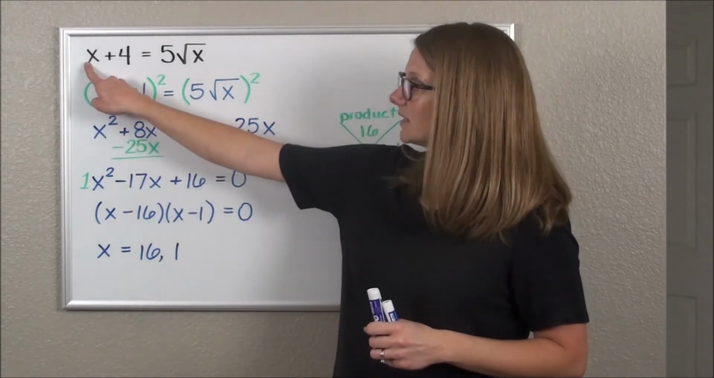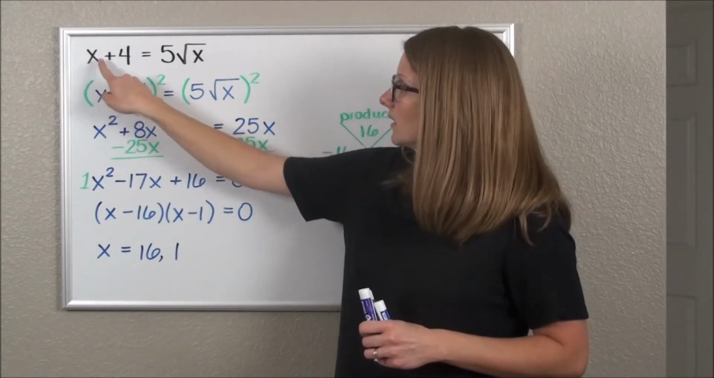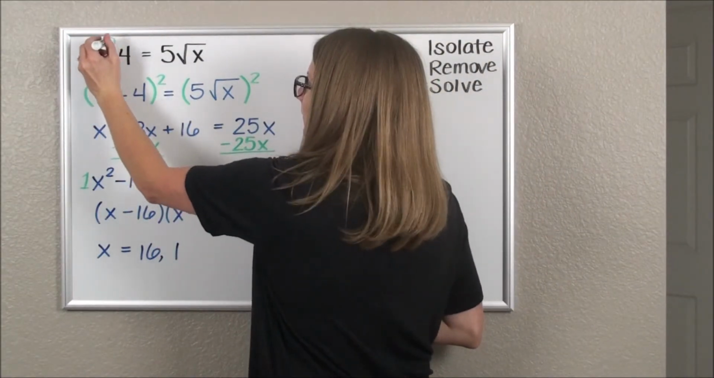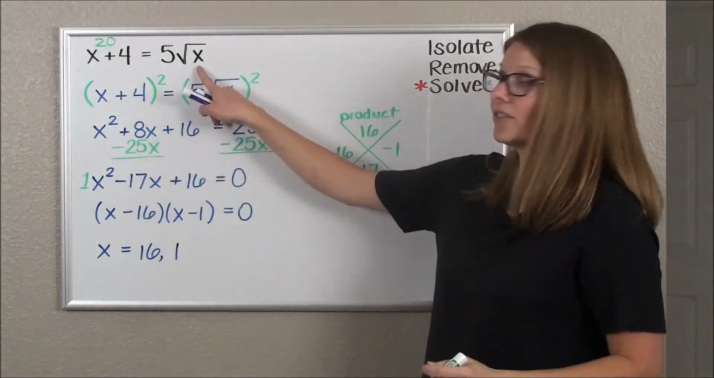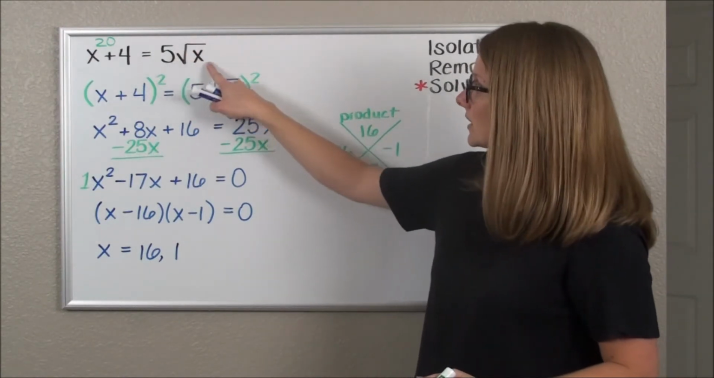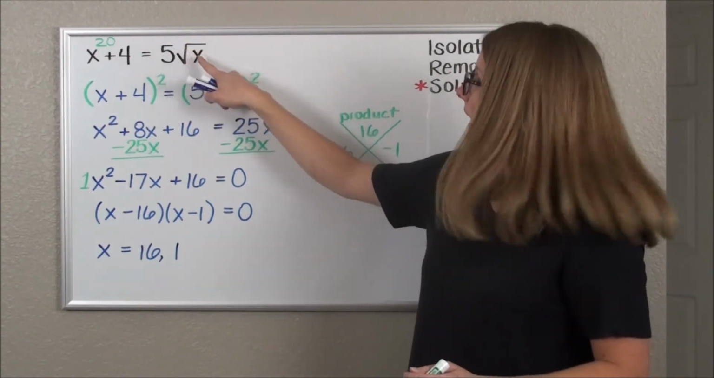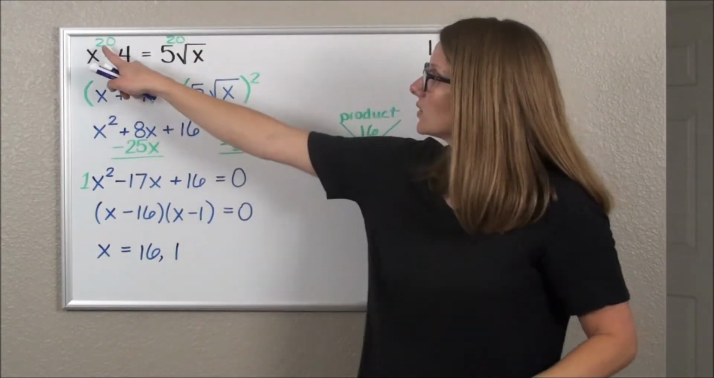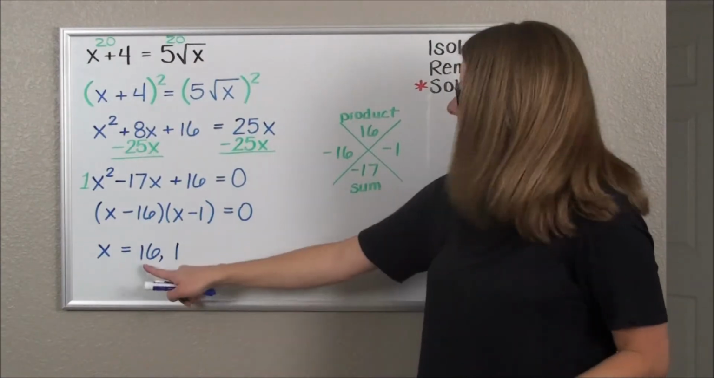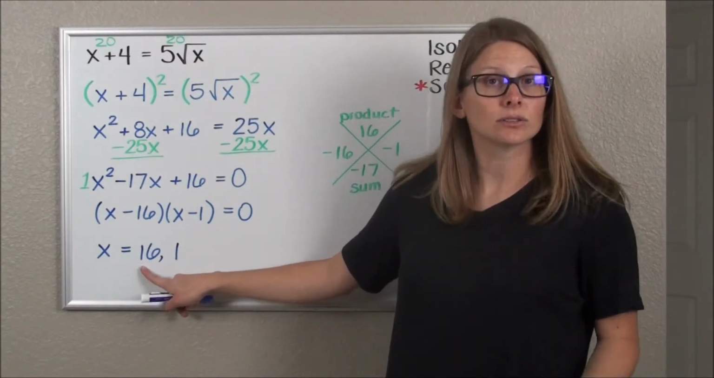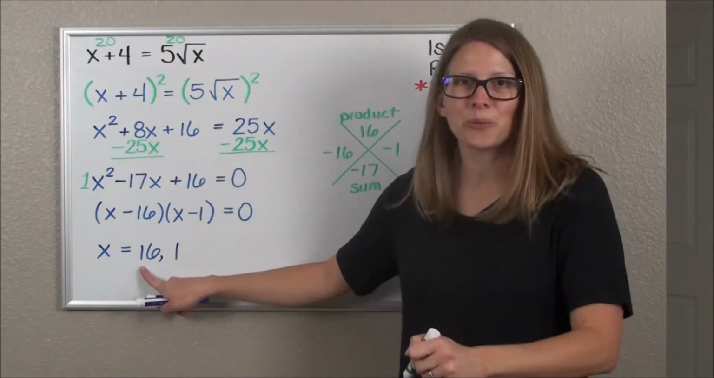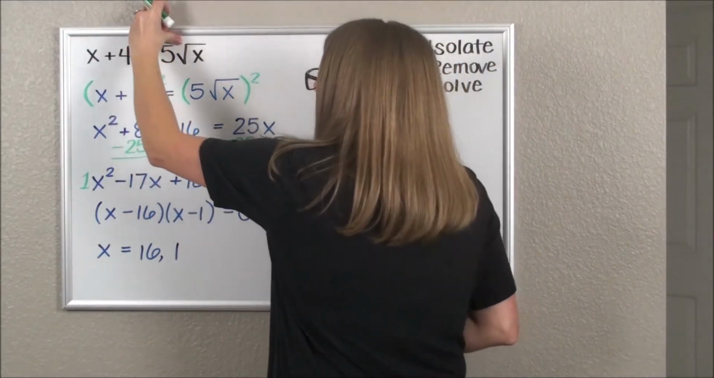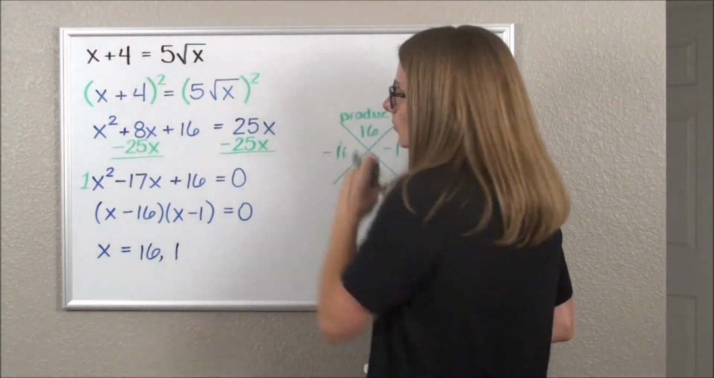If I plug in 16 where I see x here, 16 plus 4 is going to give me 20. And if I plug 16 in for this x, the square root of 16 is 4, and 4 times 5 is 20. And so I see that 20 equals 20 is a true statement. That means 16 is a valid solution. Just because that one works doesn't mean the other one works. So let's also check the 1 to make sure it's a valid solution as well.